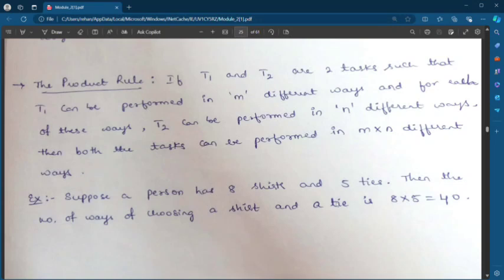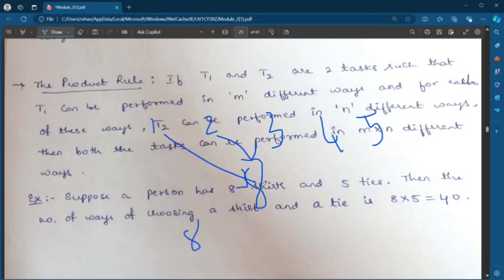For example, he has 8 shirts, so one tie for 8 shirts, then second tie, third, fourth, fifth. I can wear the first tie on all 8 shirts, so here I got 8. Then the second tie I can wear on all 8 shirts, that is again 8 times. The third tie I can wear on all 8 shirts, again 8 times. Fourth tie, like that. So totally 5 times I will have this 8, that is 8 plus 8 plus 8 plus 8 plus 8, that is 40. That is nothing but 8 into 5.